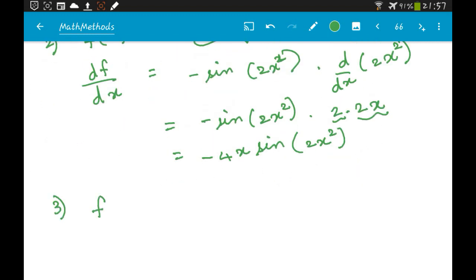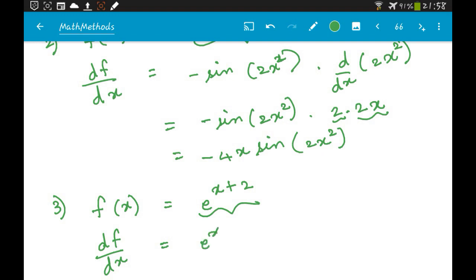Now let's see. Now if a function f of x is e power x plus 2, right? So df by dx of e power something will give you the same function e power x plus 2, and now we have to differentiate the exponent. So what? Differentiation of x plus 2 is just 1, right? Differentiation of x is 1 and differentiation of 2 is 0. So you will get e power x plus 2.